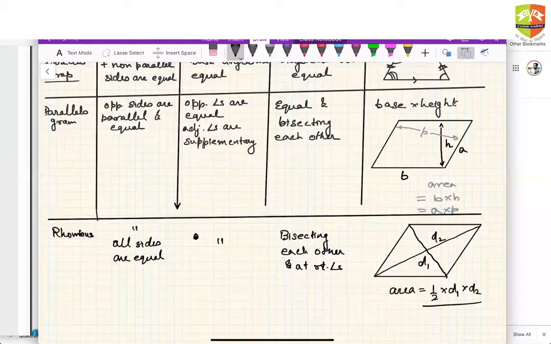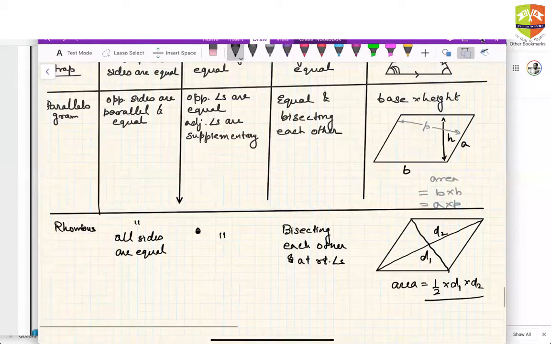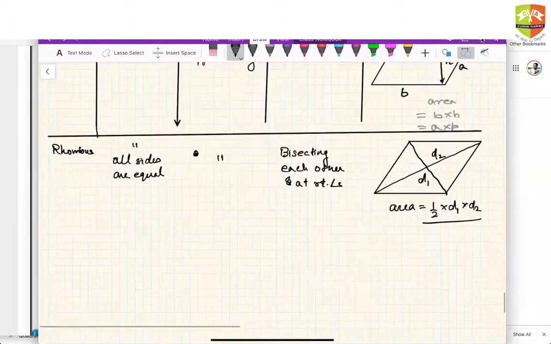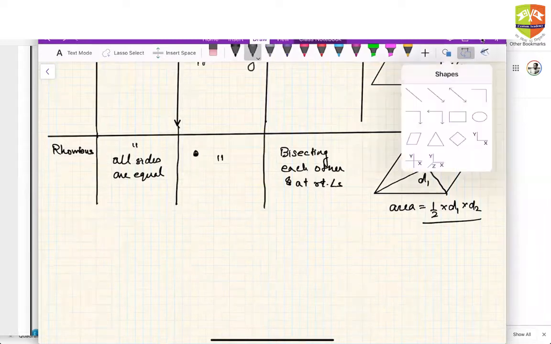Okay. After this, so diagonals bisect the angles. Where? Which one? Yeah, there are multiple features, Aniket. There are many other things which will be there, but right now we'll focus on something which is basic, comparable to all.